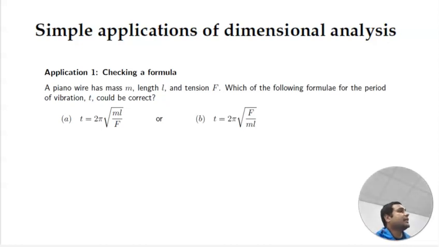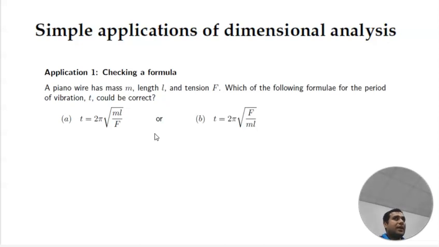Now, why is dimensional analysis so important? As I discussed earlier, we need to identify if a formula is correct or not. For example, we've got two formulas here, about the time period. The time period equals 2 pi square root ml over f. And then we've got another formula: time equals 2 pi f over ml. I need to find out the time period for vibration, which one is correct and which one is not.